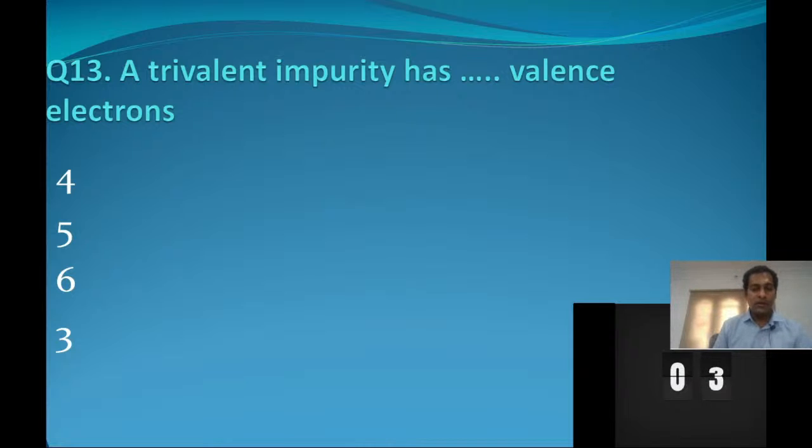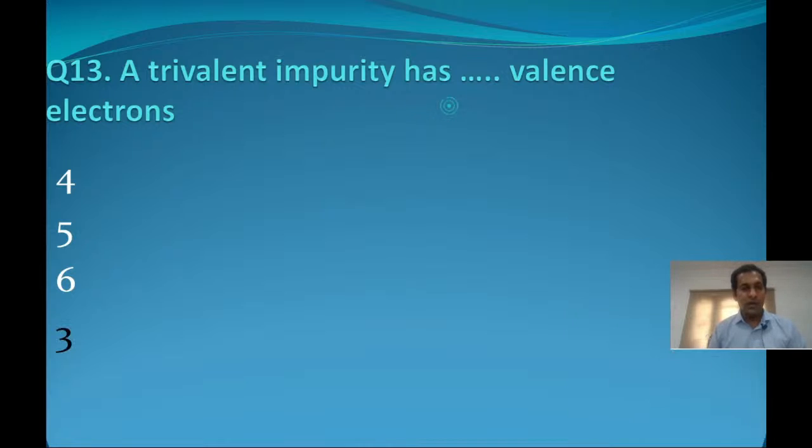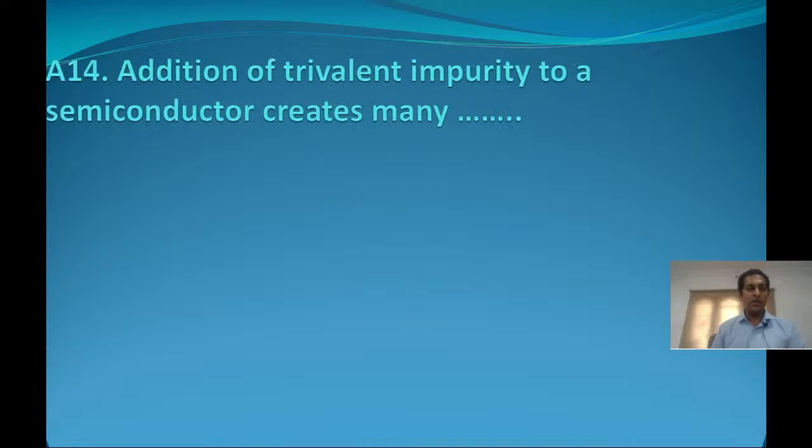The answer is 3. Tri means 3. There are 3 valence electrons in trivalent.